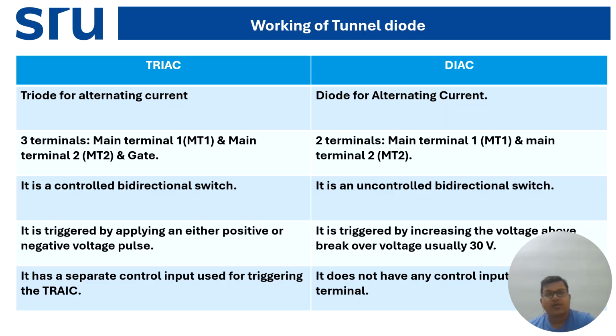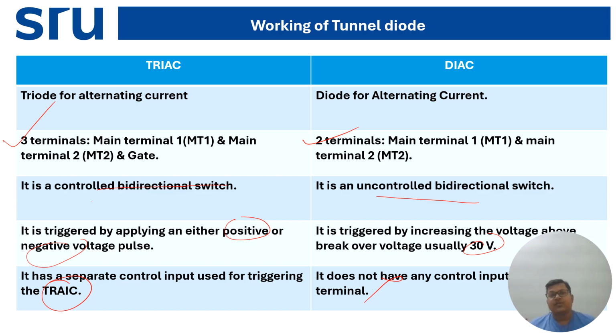now we can quickly compare the TRIAC and DIAC. So obviously the name is different: TRIAC is triode for alternating current, and DIAC is diode for alternating current. The TRIAC is a three terminal device, the DIAC is a two terminal device. The TRIAC is a controlled bidirectional switch, the DIAC is an uncontrolled bidirectional switch. The TRIAC is triggered by applying either a positive or a negative voltage pulse. The DIAC is triggered by increasing the voltage above the breakover voltage, which is 30 volts. Also, this is a disadvantage. The TRIAC has a separate control unit used for triggering it. The DIAC does not have any control unit.